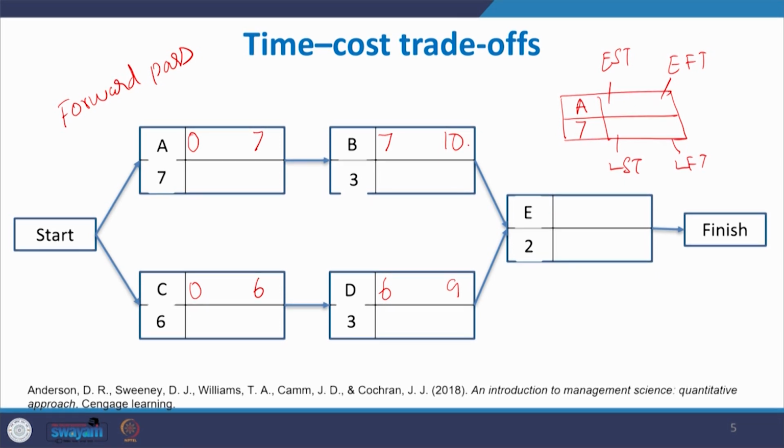What happened? You see there is a 10 and there is a 9. As per the forward pass algorithm, we have to consider the largest value of earliest finishing time. Between 10 and 9, the largest value is 10. So 10 plus 2 is 12. It will take 12 days to complete the whole project. Now I am going to discuss the backward pass.